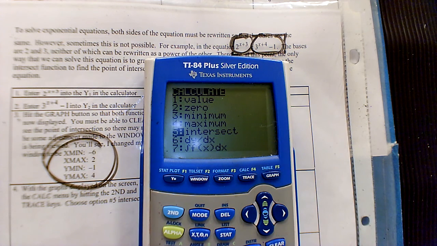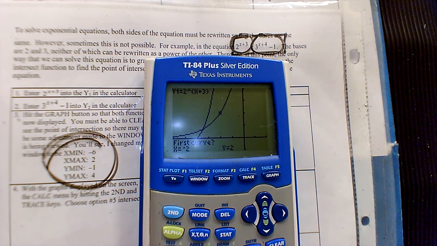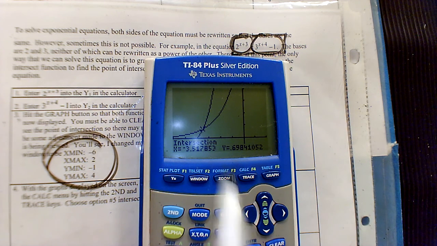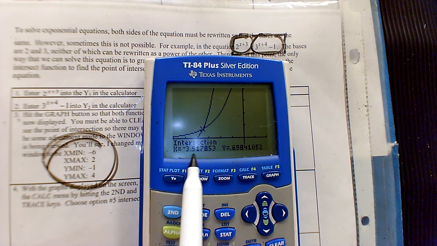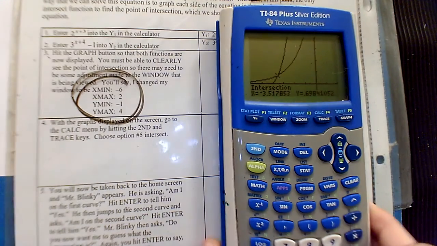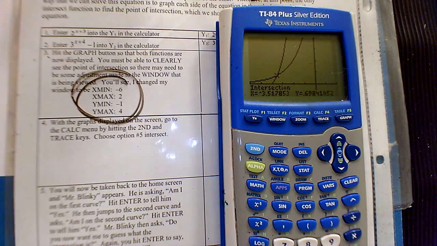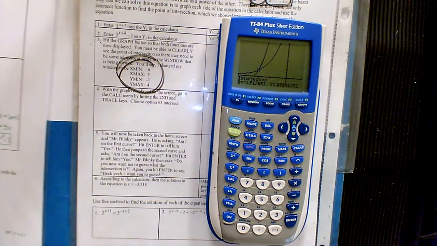We're going to go down to number 5 because we're trying to find an intersection point. I want you to move the cursor to where you think the intersection point is and hit enter 3 times. 1, 2, 3. The word intersection should pop up on your screen and you're going to get the exact coordinates of that spot. So the x solution in this case is negative 3.518, it looks like. That process is highlighted in the chart on the left-hand side, so you don't have to write down the steps.